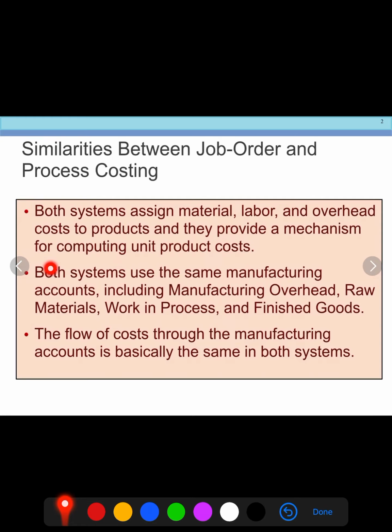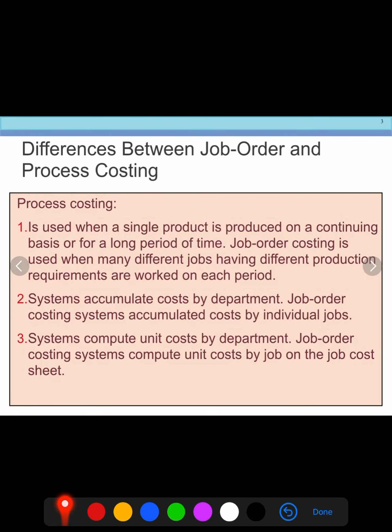Second, both systems use the same manufacturing accounts, including manufacturing overhead, raw materials, work in process, and finished goods. Some books are using, instead of manufacturing overhead, the factory overhead. If the company is using a controlling account, what they are using is the factory overhead control. Third, the flow of cost through the manufacturing account is basically the same in both systems.